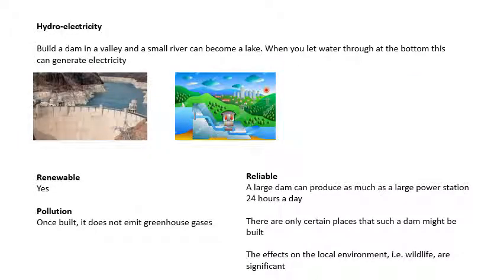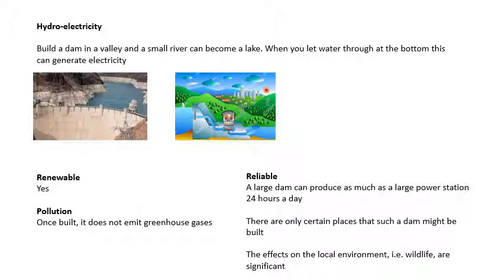Hydroelectricity. So you've got a valley with a little stream in it, and what you do is you build a dam, a huge concrete dam, and then that little stream becomes a lake. And it fills up with water, but then at the bottom of the dam, you've got tubes for the water to go through, which have turbines and generators in them, and you can make electricity. The picture on the left there is called the Hoover Dam, which is near Las Vegas. Is it renewable? Yes.